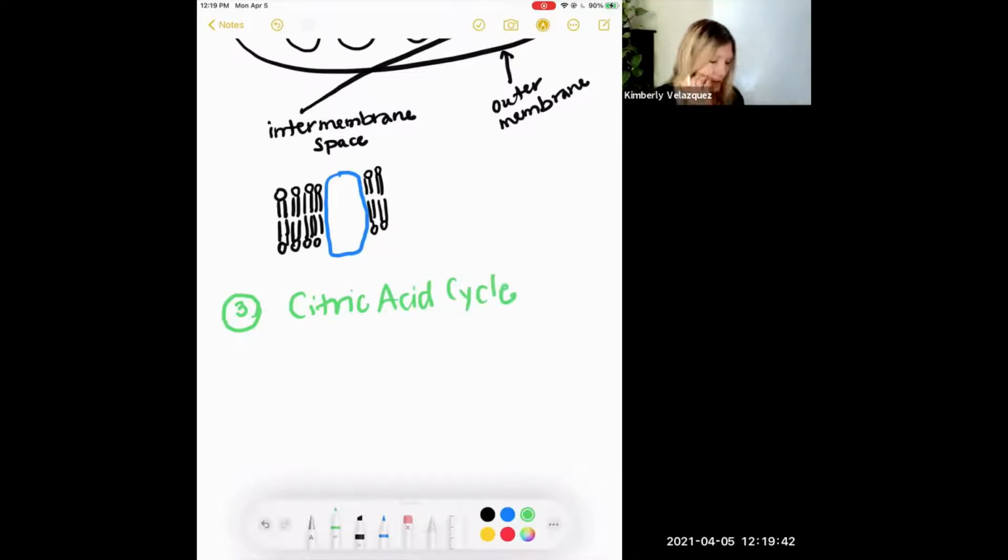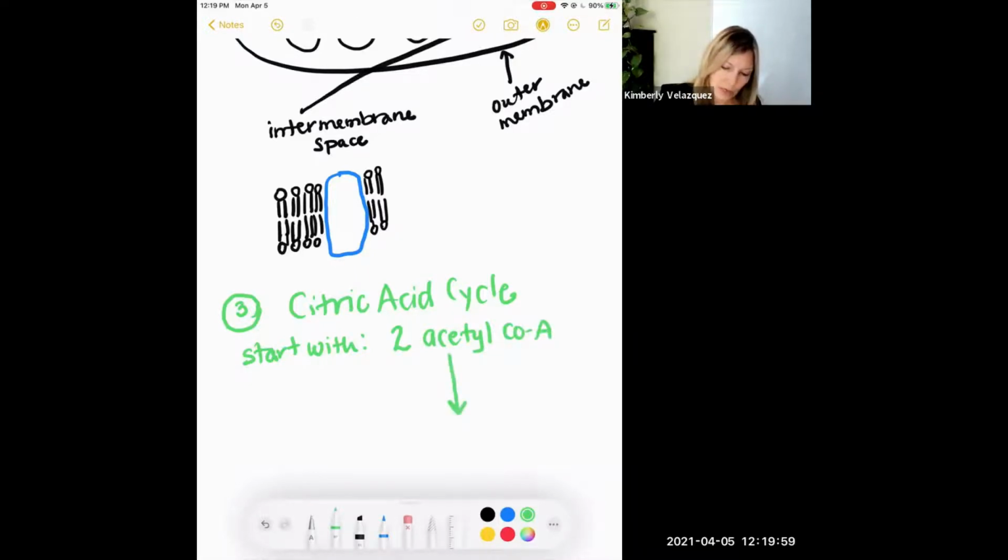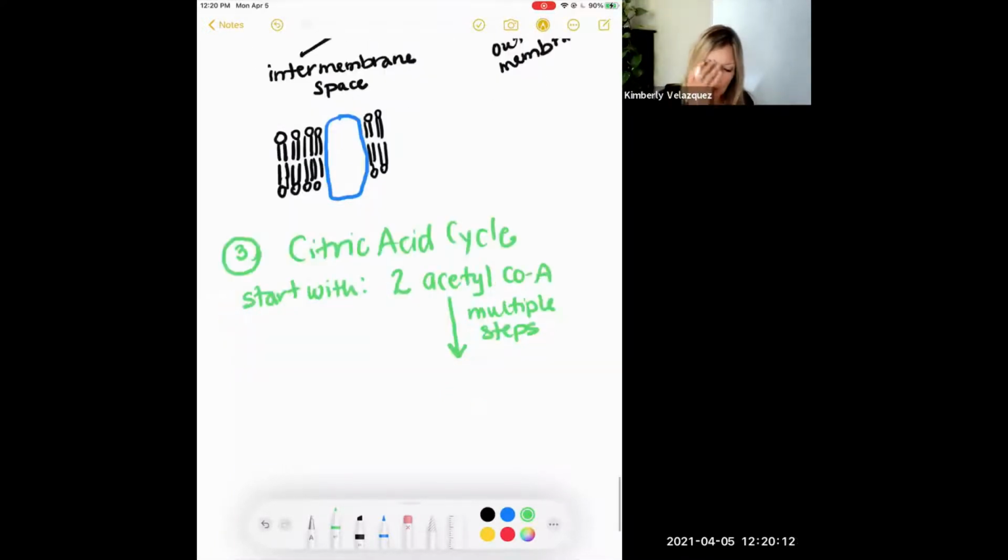Okay, and in the citric acid cycle, we start with what we ended with last time. So in the previous step, we ended with 2 acetyl coenzyme A, called acetyl-CoA. And we're going to go through multiple steps. You don't even need to know the number. I know I told you 10 for glycolysis. I kind of regret doing that now because I don't want you to fixate on how many steps it is. We're going to go through multiple steps.